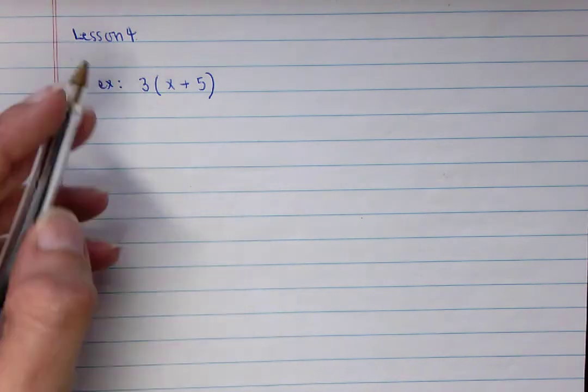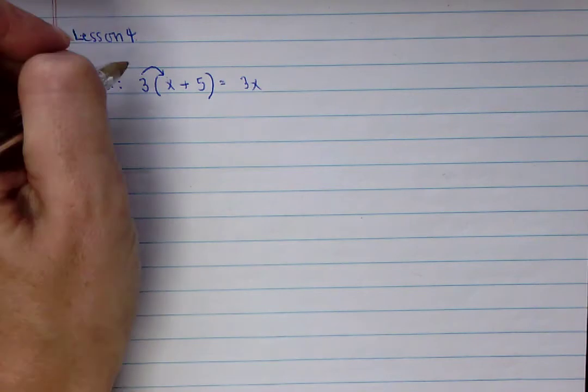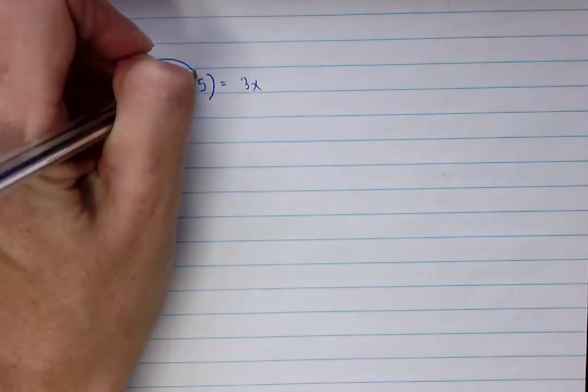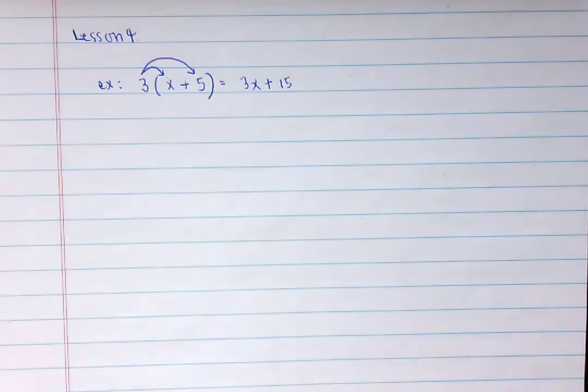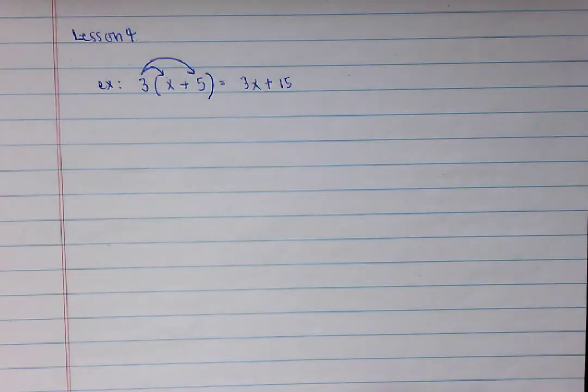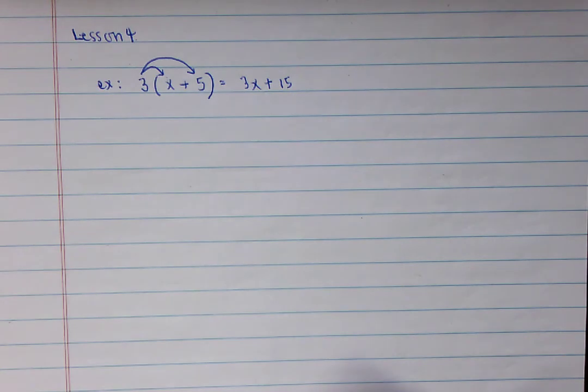So what you're doing here is doing 3 times x, 3x, and then you're going to do 3 times 5. And we're going to put a plus sign in between. We're going to keep that sign there. So we say plus, and then 3 times 5 is 15. So that's just a review of the distributive property.